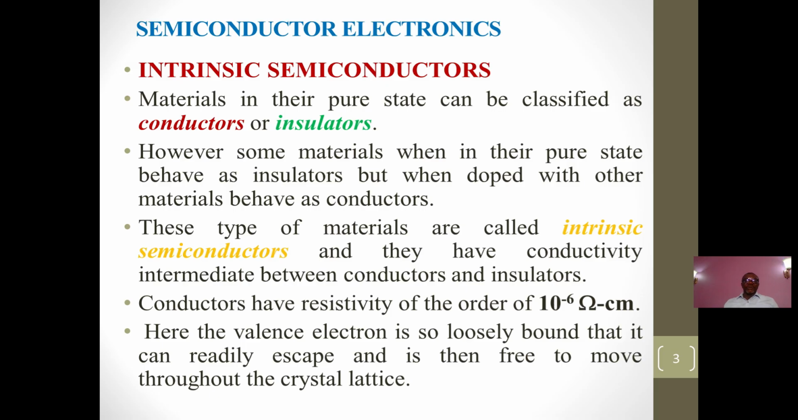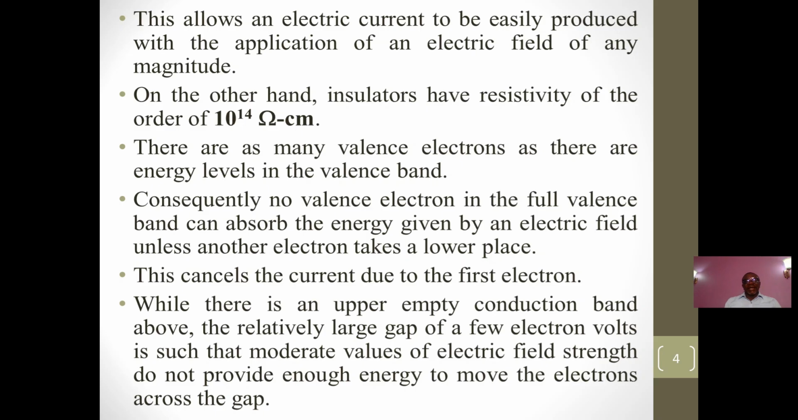We know that conductors have resistivity of the order of 10 raised to power minus 6 ohm cm. Here, the valency electron is so loosely bound that it can readily escape and is then free to move throughout the crystal lattice. This allows the electric current to be easily produced with the application of an electric field of any magnitude.